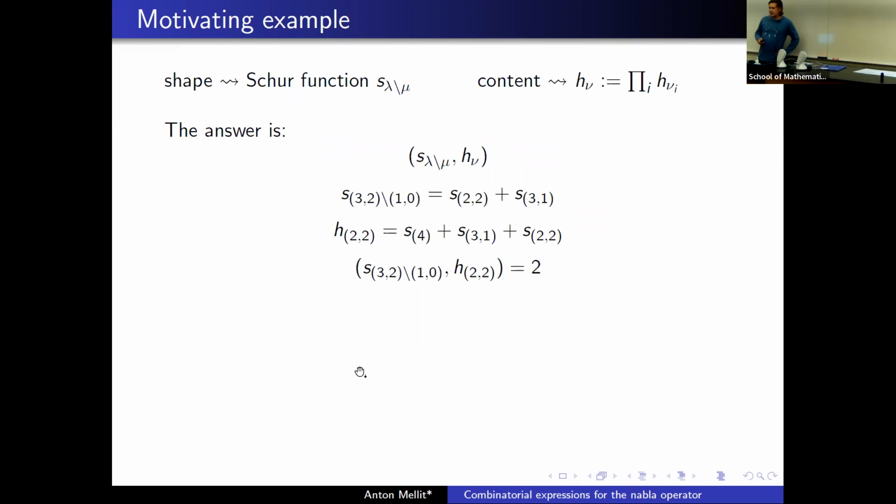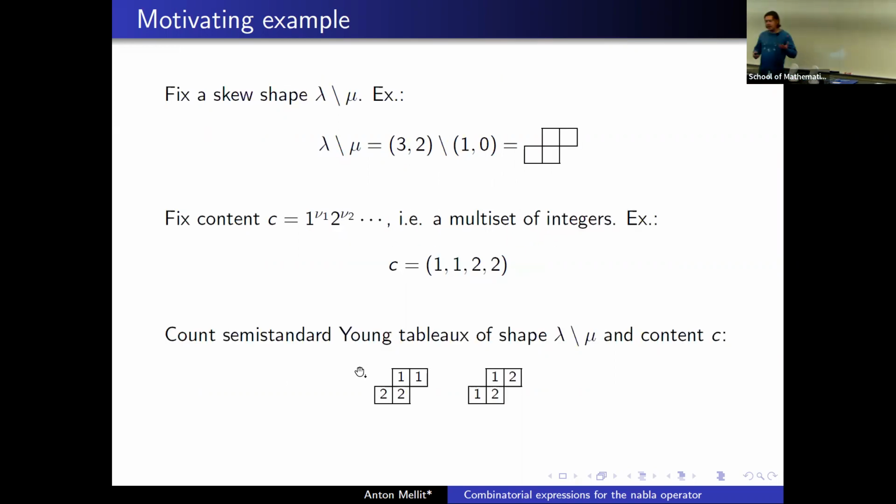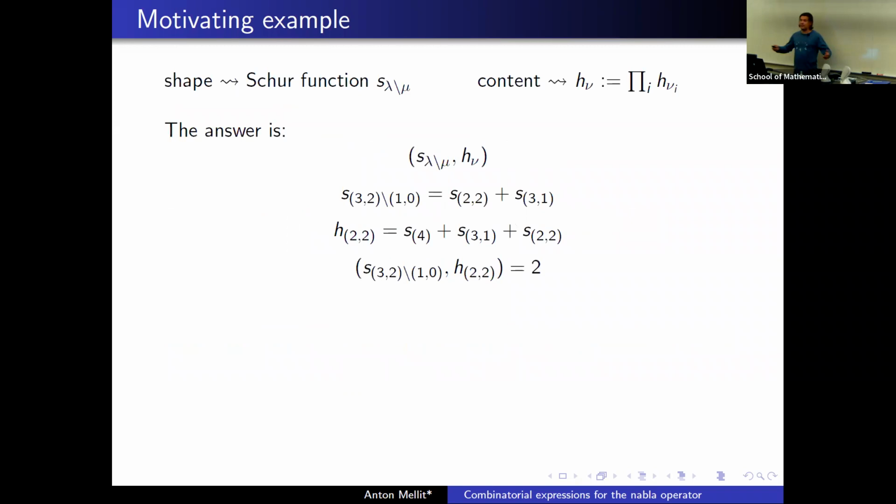Okay, so what is a clever way to formulate the answer to this counting problem? It is the following. To a shape, we associate a skew Schur function. It's a symmetric function, a linear combination of ordinary Schur functions, or use your favorite basis. And to a content, we also associate a symmetric function by multiplying together the multiplicities. To each multiplicity, we take the corresponding complete homogeneous function, and then we multiply all of them together.